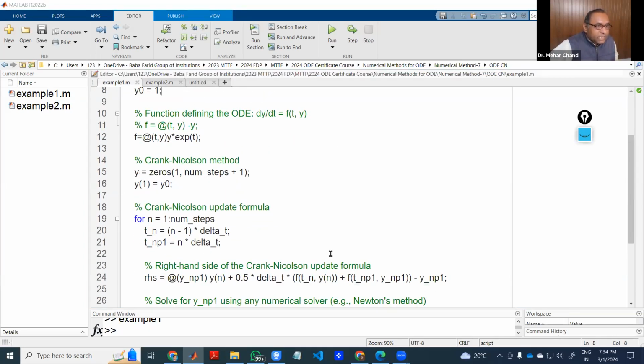Any question related to this one? I don't understand the method properly. This is the question in the beginning. Please let me know if everything is clear related to this method.